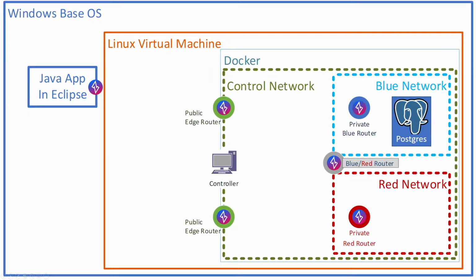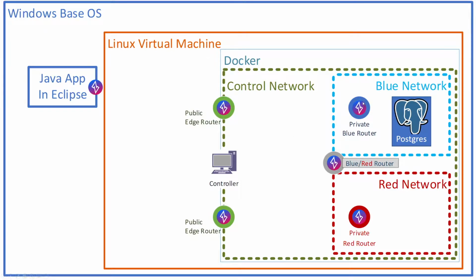And then these public edge routers will then communicate back through the private blue router into the Postgres database. And that's the logical flow of how the data will actually traverse the network. But those private routers, private blue and private red, are referred to as private because they have no link listeners. That means they will not accept an inbound connection.